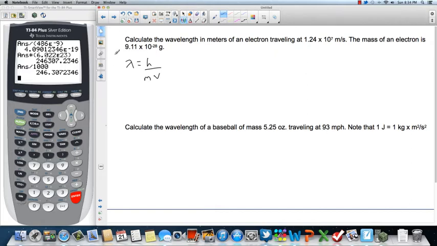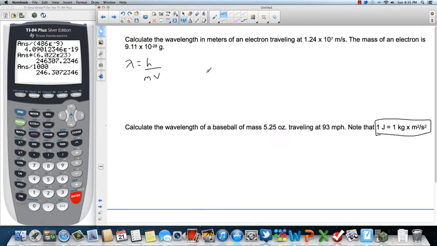It's pretty straightforward because we want to calculate the wavelength in meters, for an electron traveling at 1.24 times 10 to the 7th meters per second. And we know the mass of an electron to be 9.11 times 10 to the negative 28 grams. The only thing we need to keep in mind here is that the unit for joules, 1 joule, is in terms of kilograms meters squared per second squared, so we need to make sure we turn that mass in grams into kilograms.